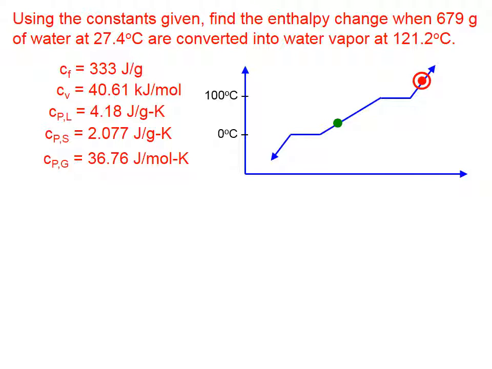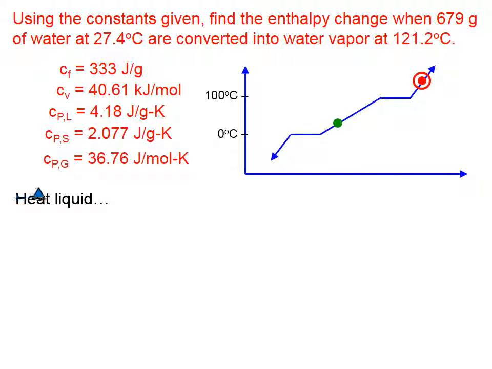We're not going to use the constant that applies for this solid-liquid transition. In particular, that would be in these numbers in the table on the left, that would be this number here, 333 joules per gram. We're not going to use that because we're not in that portion of the curve. Similarly, we're not going to use the heat capacity for the solid phase, which is right here, 2.077 joules per gram Kelvin. We're not going to use that number, but we are going to use the other three.